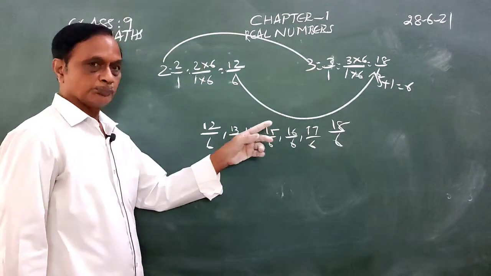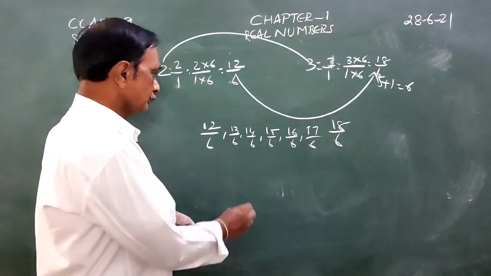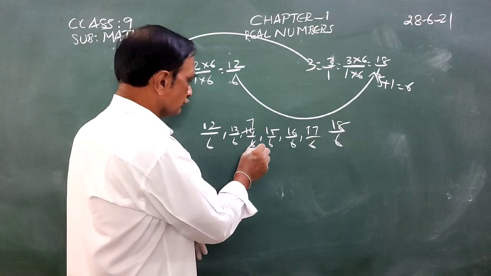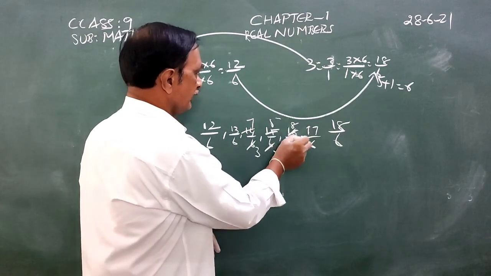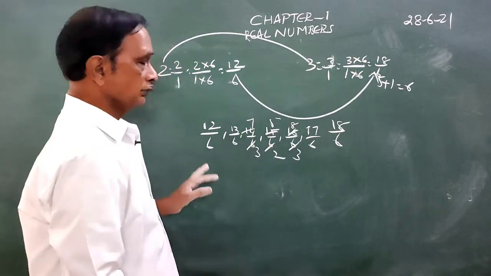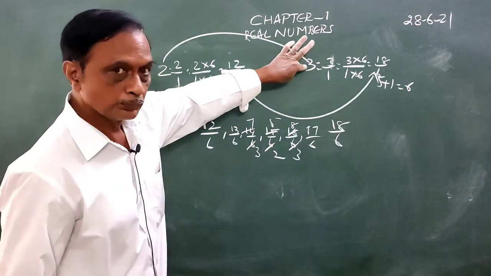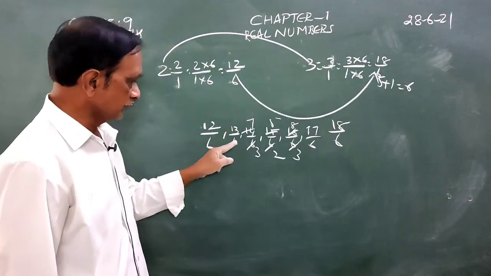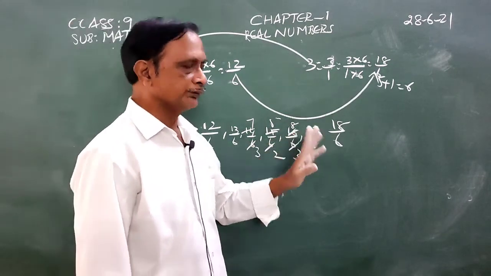These are all 5 rational numbers that are between 12 by 6 and 18 by 6. Now, you have to make them in simplest form. 2 7s, 2 3s, 3 5s, 3 2s, 2 8s, 2 3s. So the rational numbers between 12 by 6, that is 2, and 3, nothing but 12 by 6 and 18 by 6, are 13 by 6, 7 by 3, 5 by 2, 8 by 3, 17 by 6.